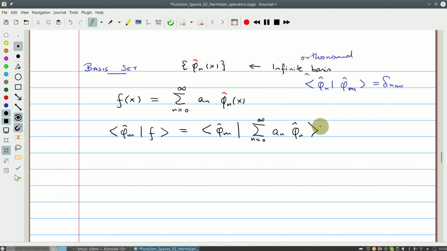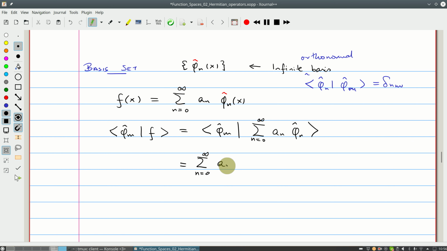Now, here's where things get a little bit vague or imprecise. It's always possible to bring the sum outside when you have a finite sum. The inner product of some function with a finite sum would be equal to the sum of the linear combinations of the inner products. But when you have an infinite sum, you've got to ensure that this sum is convergent, and this is what we haven't shown. I'm going to assume that this sum is a convergent sum, in which case we can pull the sum out.